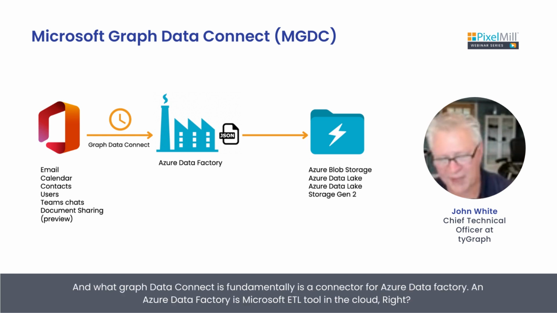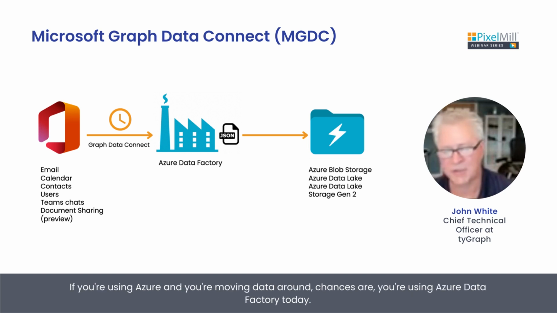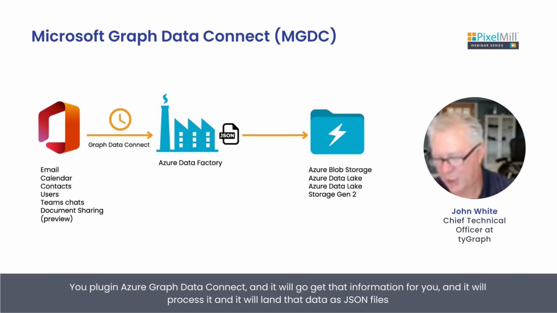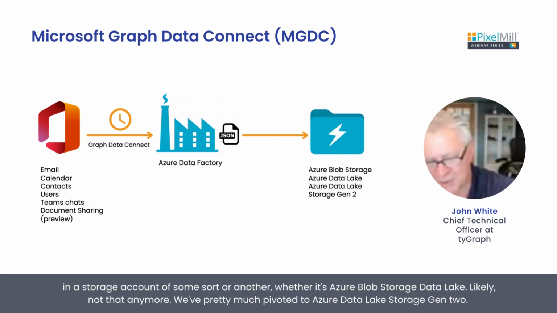And what Graph Data Connect is fundamentally is a connector for Azure Data Factory. And Azure Data Factory is Microsoft's ETL tool in the cloud, right? If you're using Azure and you're moving data around, chances are you're using Azure Data Factory today. You plug in Azure Graph Data Connect, and it will go get that information for you, and it will process it, and it will land that data as JSON files in a storage account of some sort or another, whether it's Azure Blob Storage, Data Lake, likely not that anymore. We've pretty much standardized on Azure Data Lake Storage Gen 2.